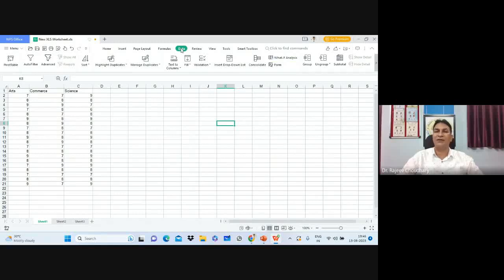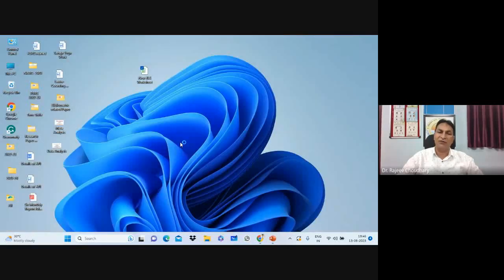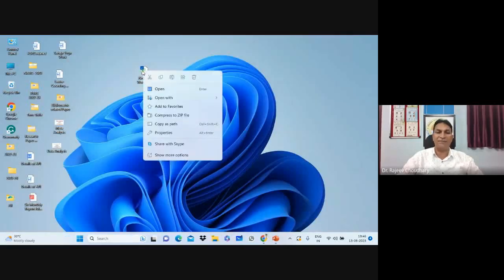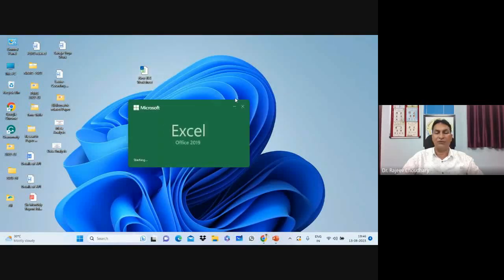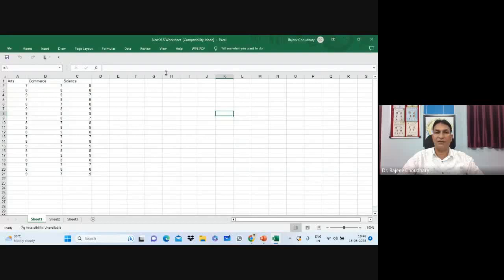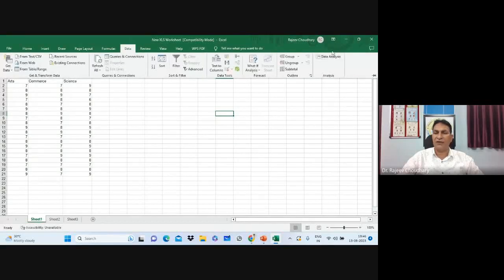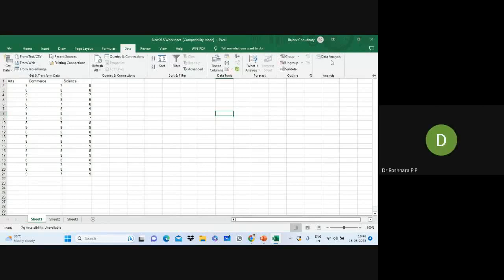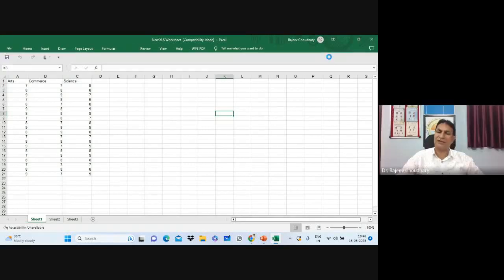But see, this icon is not visible. I am opening again after saving this. You may find this type of error. Now I am going to open with Excel. Again, I am going to click on data. Now where is my arrow? Data analysis. Click on data analysis.